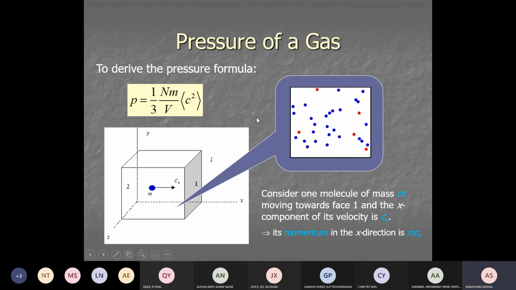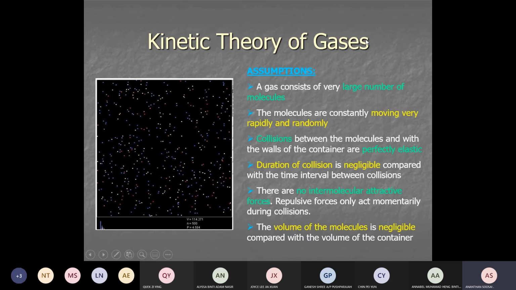To get this formula, they made lots of assumptions. Kinetic theory of gases. Of course, gases we can't see with the naked eye, we can't see how the particles are moving. So they made lots of assumptions about how the particles are moving in gases. There are a few assumptions. The first assumption: gas consists of a large number of molecules. The molecules always move very rapidly and randomly. And the collisions of the particles are said to be perfectly elastic.